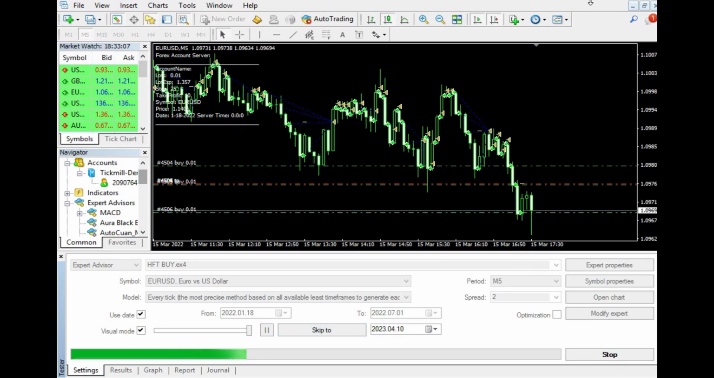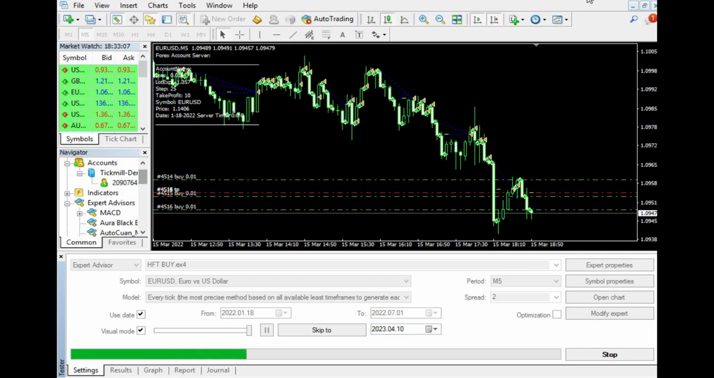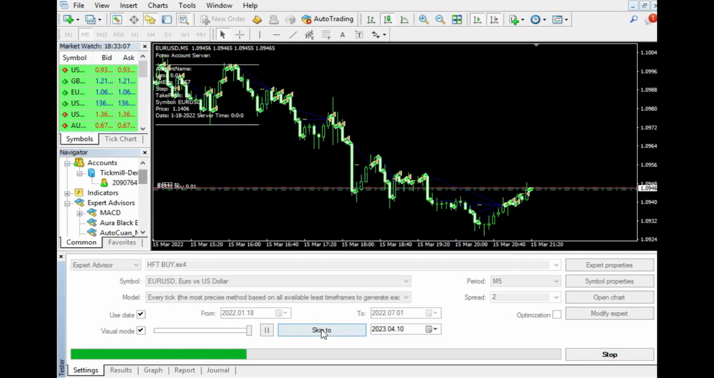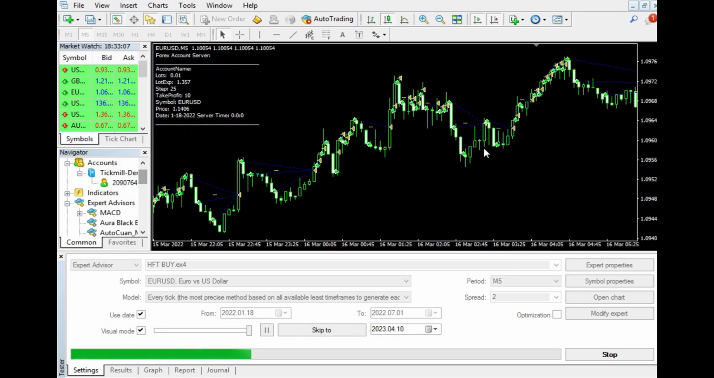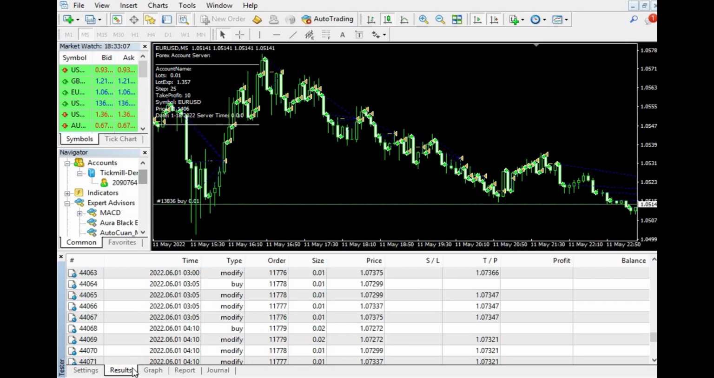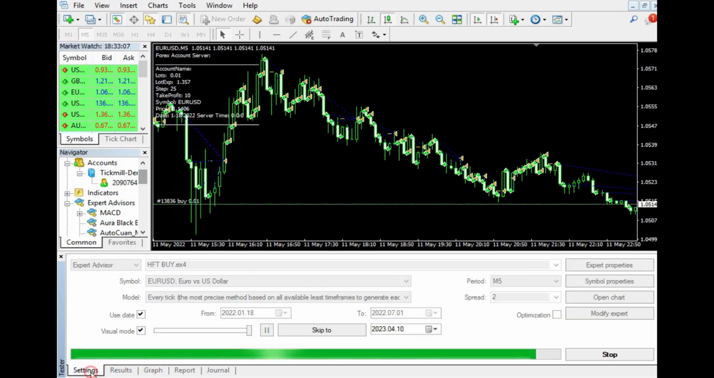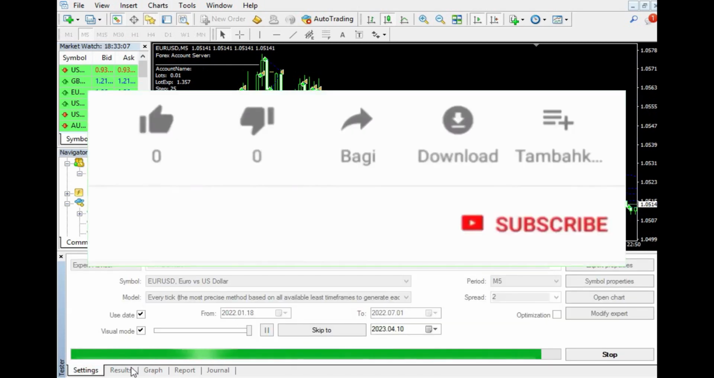The HFT EA's ability to execute one trade at a time, coupled with its small stop loss, makes it a reliable and secure tool for Forex trading. These features contribute to the EA's success in generating consistent profits while minimizing the risk of overtrading and capital loss.